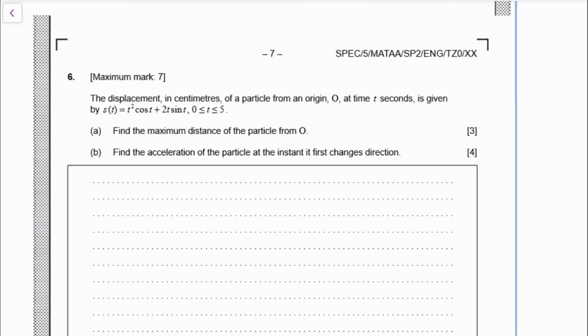Next, a kinematics question. Nice. They give you the displacement function. What is the maximum distance from the graph? This is where you should graph the whole thing. Graph the whole thing. So let me graph it.